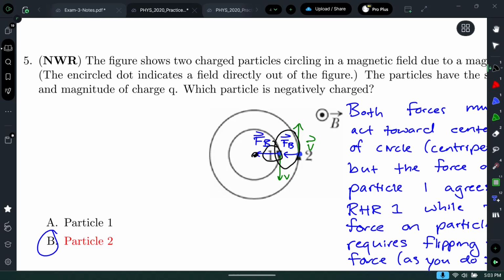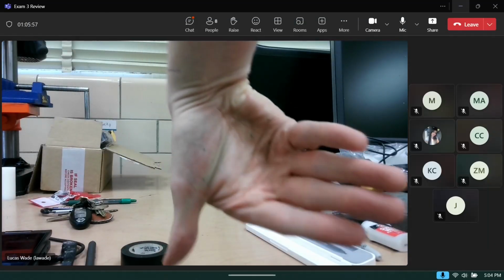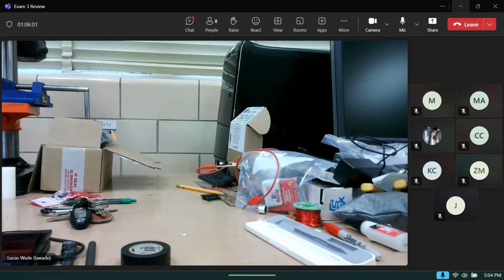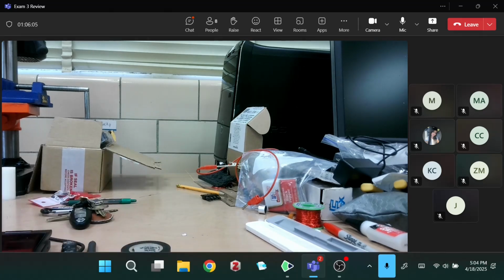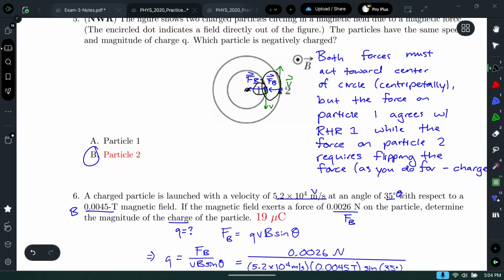If I looked at charge 1 and tried the same thing, it was moving down in a field that's pointing out of the page, which, again, doing my best with this, that would say my palm is facing to the left for a positive charge, and that agrees with what it needs to do in order for the force to be towards the center of the circle. So particle 1 is a positive charge. Things are working out for it.